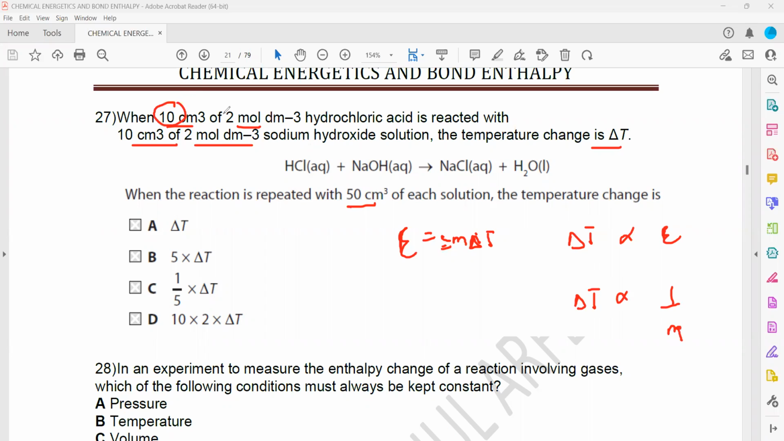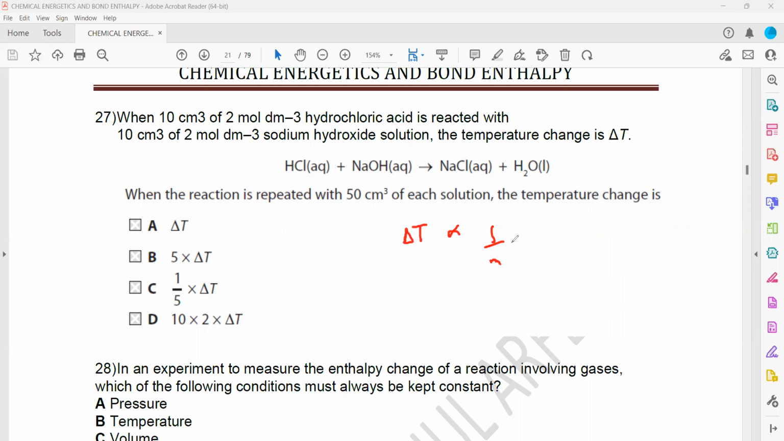First, initially, how much total volume of the solution? 10 plus 10, 20. And then we took 50 cm cube of each, so 100. So first it was 20 and it became 100. So how many times has it changed? It has changed by a factor of 5. So if the mass or the volume of solution is multiplied by 5, the temperature change will decrease by 5. That is one thing. But we changed both solutions. So the temperature change is also directly proportional to moles.